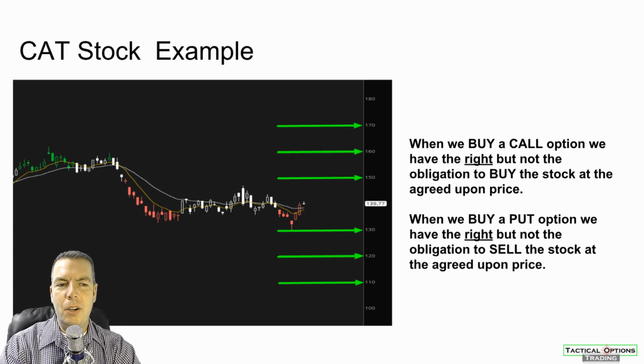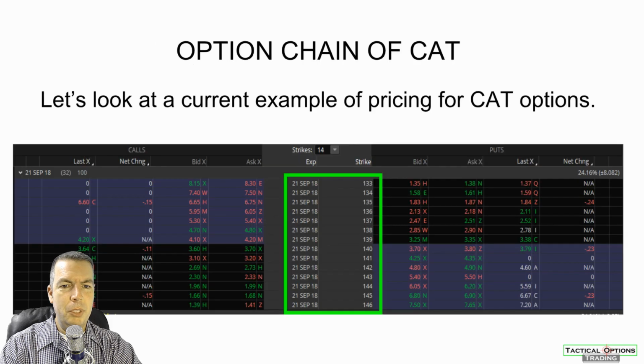So when we buy a call, for example, we have the right but not the obligation to buy the stock at an agreed upon price. When we buy a put option, we have the right but not the obligation to sell the stock at an agreed upon price. So let's go back to our example here of the options chain.